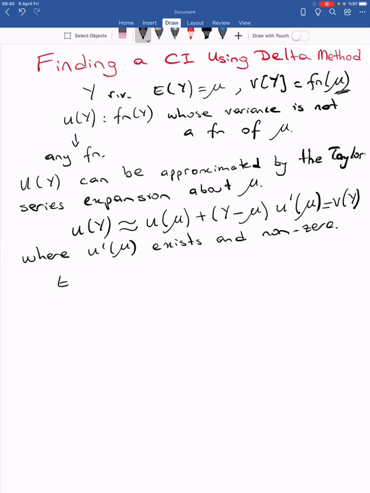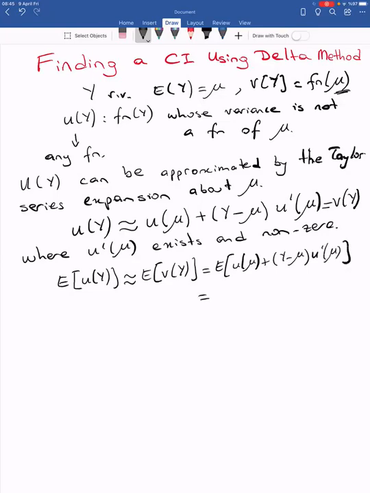Okay, so next, the expectation of u(y) can be approximated by the expectation of v(y), which is the expectation of u(mu) plus (y minus mu) times the derivative function. So then we have u(mu), and the other part becomes 0 because expected y is mu. So we can say that this equals u(mu). So it's an unbiased estimator of u(mu).